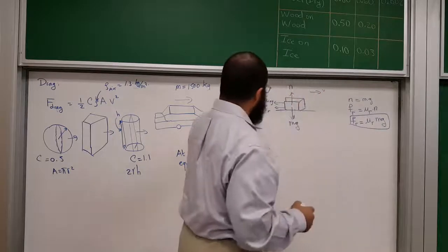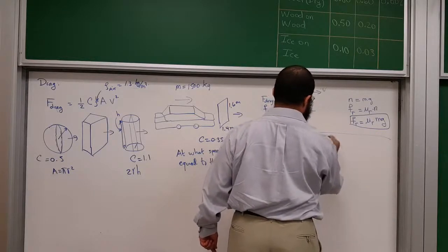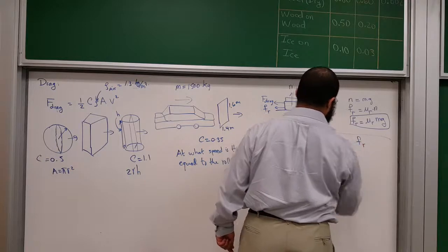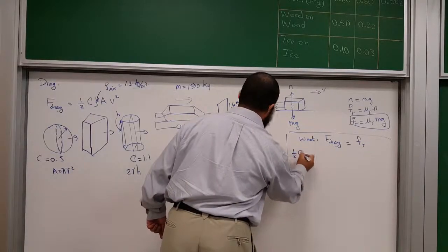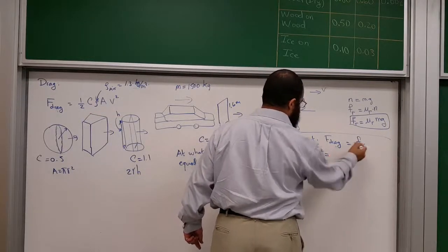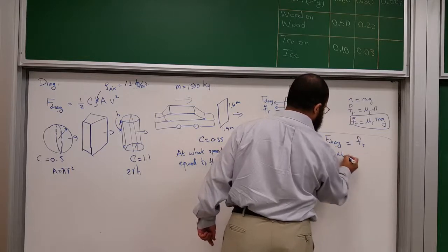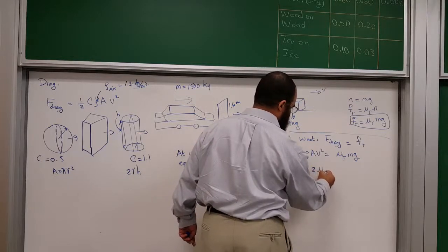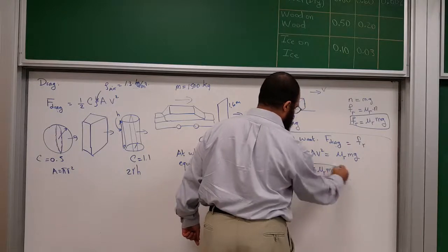Now, I would like the drag force to equal this one in magnitude. So I want the force of drag to equal the force of rolling friction. The force of drag is 1/2 times the drag coefficient times the density of the air times the area of the car times speed squared, and that has to equal the force of rolling friction, mu r times m times g. Solving for the speed v, it would be 2 mu r m g divided by C rho A, and you square root this whole thing.